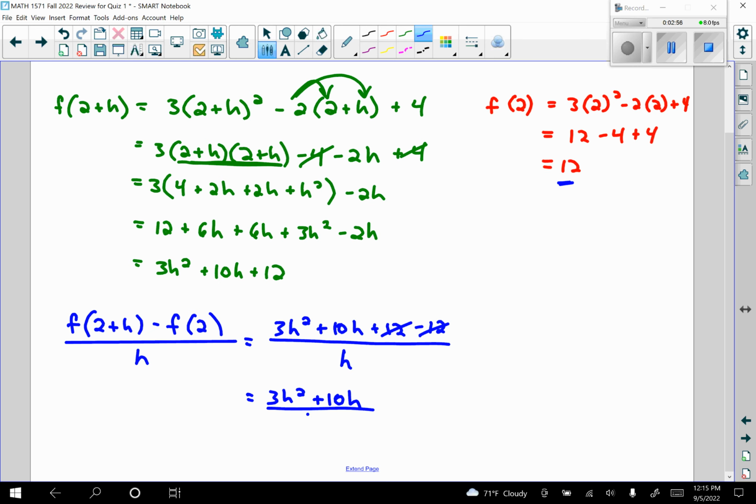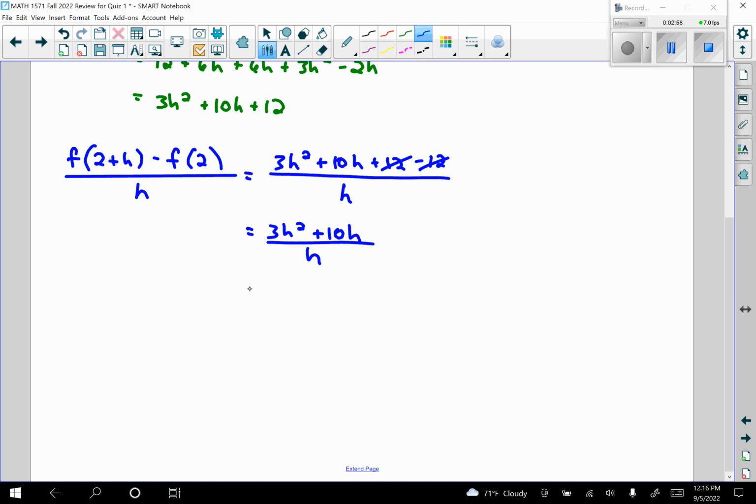But I could still simplify further. I can factor out an h from the top. So that will leave me with a 3h plus 10. And when I divide that by h, these h's divide out. So now I'm just left with 3h plus 10, or 10 plus 3h. And there's our final answer.